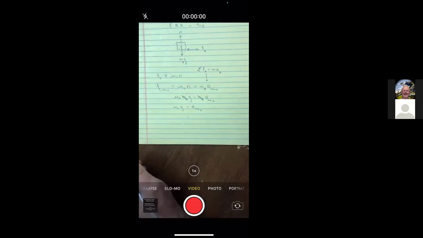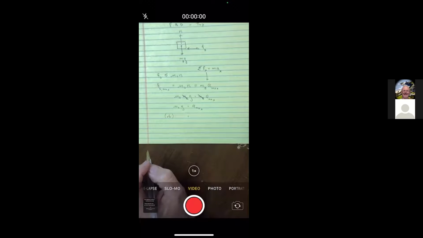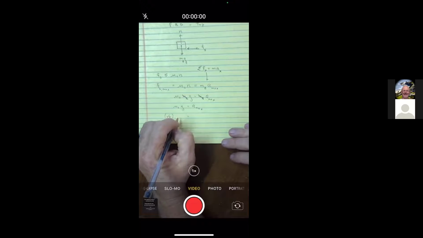Because I think if I read this, I haven't read the whole thing, but it says large block P executes horizontal simple harmonic motion as it slides across a frictionless surface with a frequency of 1.5 hertz. Block B rests on it as shown in the figure, and the coefficient of static friction is 0.6. What is the maximum amplitude that the oscillation of the system can have?